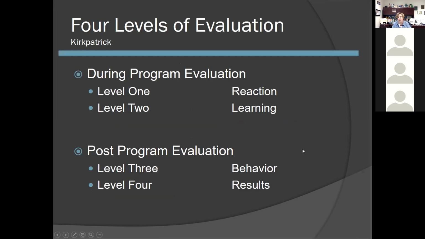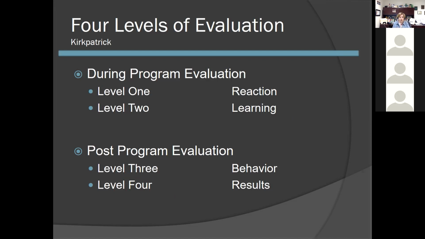So I think it's probably one of the simplest models, as I have done a lot of research. This is probably the simplest model that I can find for all levels of understanding of evaluation. It's by Donald Kirkpatrick, and there are 4 levels, and the first 2 levels you do during the program evaluation.